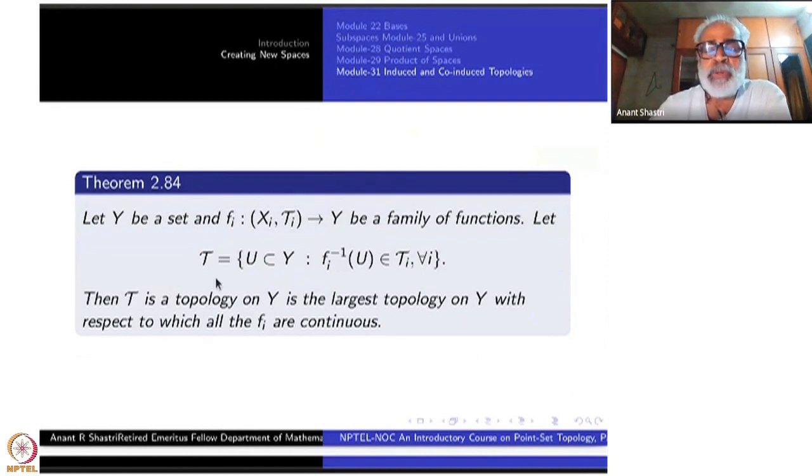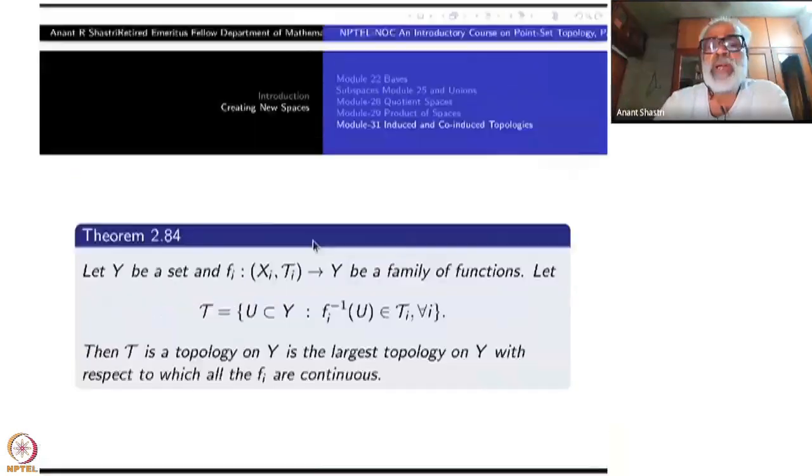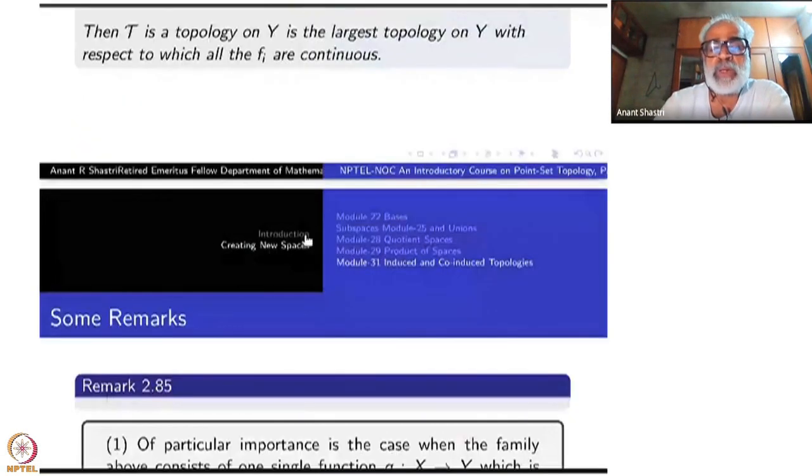Automatically, this will be a topology. Whenever there is some tau prime here such that all the Fi's are continuous, Fi inverse of that u will be inside tau. That means tau prime is contained inside tau. So this is the largest. Okay, so that's why this proof is completely trivial, as I told you.